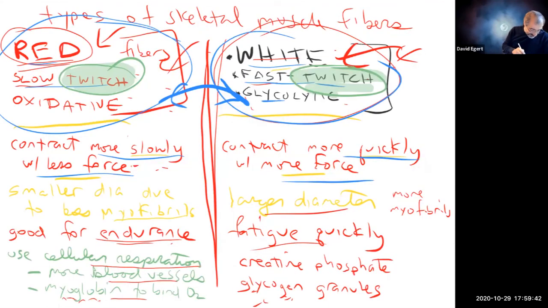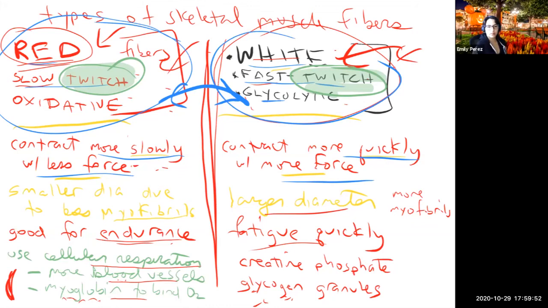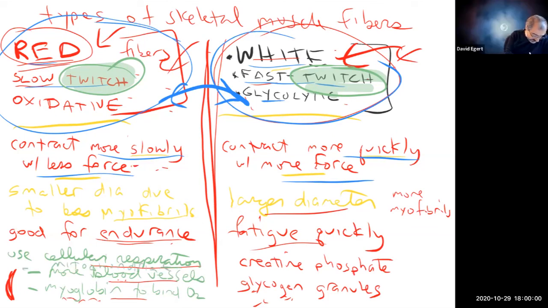Red and white. If red fibers are optimized for cellular respiration, in addition to more blood vessels, what else are they going to have more of? Mitochondria. Exactly. I forgot to put that in there. These also have more mitochondria. So that's another difference. White fibers are not going to have the mitochondria because they're not optimized for cellular respiration.